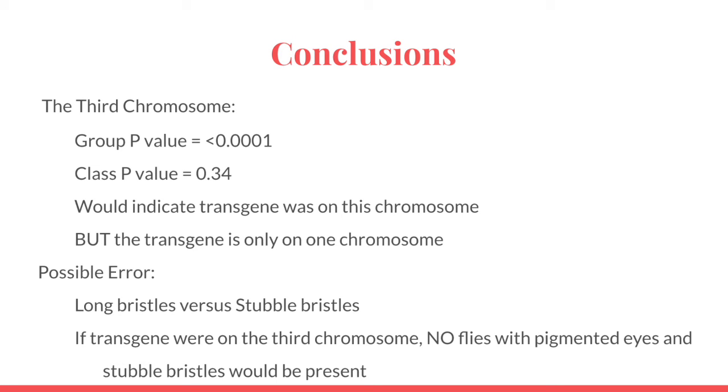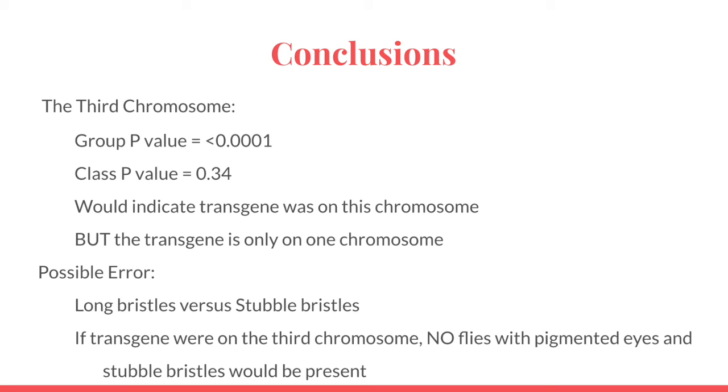For the third chromosome, we had a calculated p-value of less than 0.0001, while the class had a value of approximately 0.34. Based on the numbers of each phenotype we counted in our group, we concluded that it is very likely that this discrepancy could be due to error in the scoring of the progeny. We concluded this based on the fact that the number of flies with white eyes and long bristles was calculated to be double the expected number, and 0 progeny were scored with white eyes and stubble bristles.